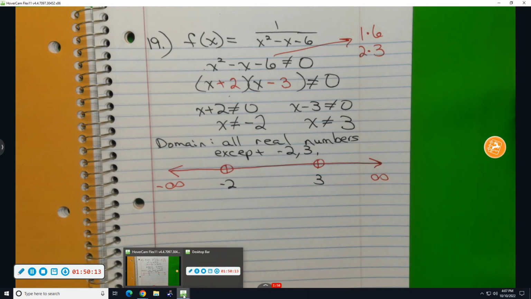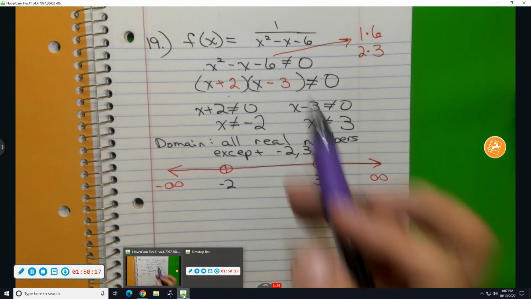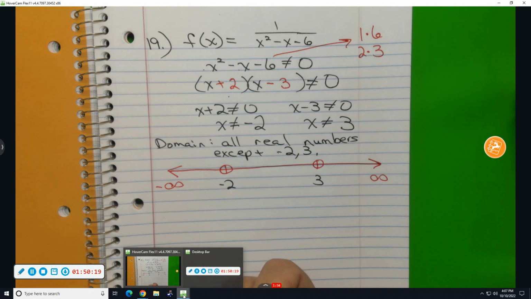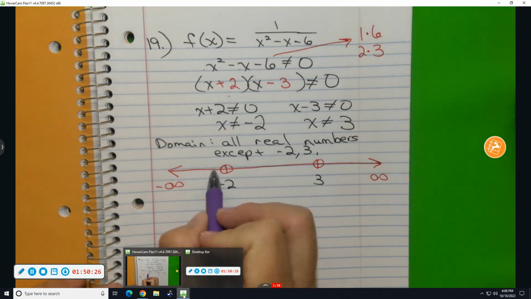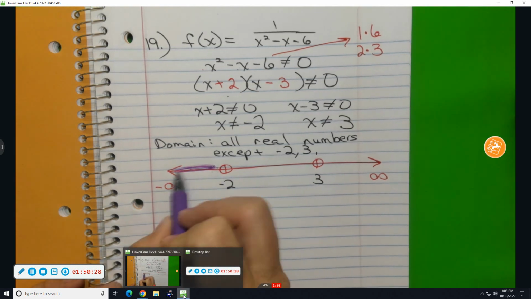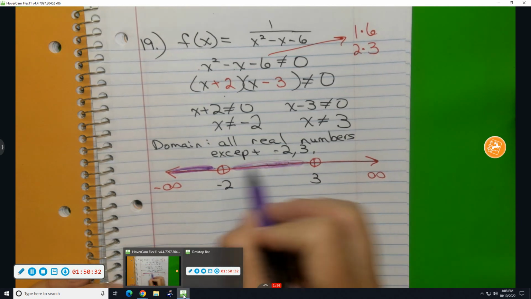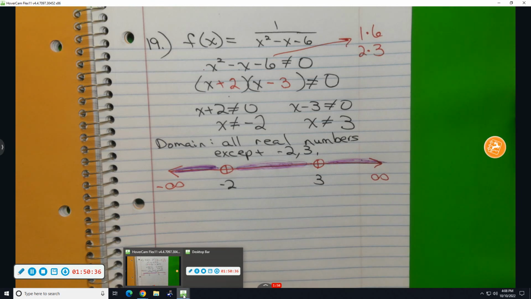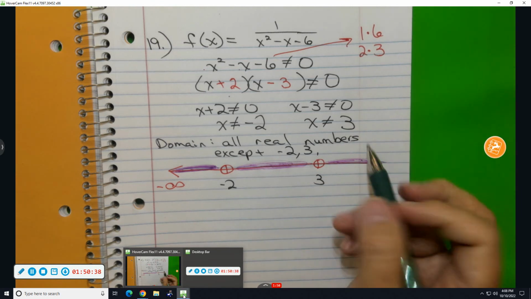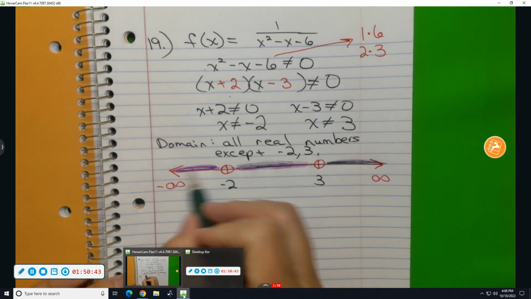Darken everything. And then, can X be 50 million? Could you plug in 50 million for X? Yes. The only numbers you can't use are -2 or +3. So you have this whole interval over here. You have this one here. And there. There. And there. And there.